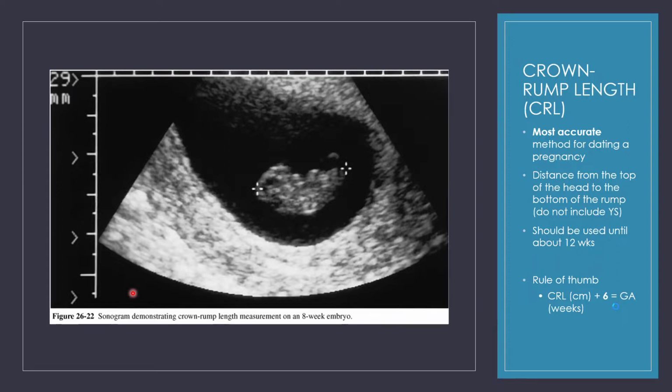Okay, so crown rump length is pretty self-explanatory as to where we place the calipers. Okay, so this is the baby's head right here. This is the baby's bottom, or the rump. Okay, we've got it good and stretched out, and we put a caliper at the top of the head and a caliper at the rump. Okay, so that's crown rump length. So this should be used until about week 12.